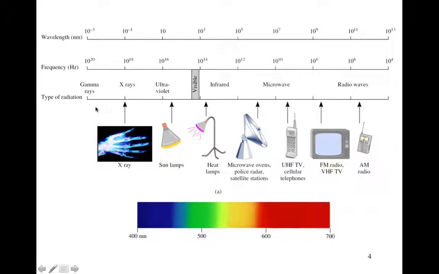So here is your electromagnetic spectrum. This little teeny tiny sliver of gray, this is all that you and I are detecting with our eyes. Here's 400 nanometers to 700 nanometers.